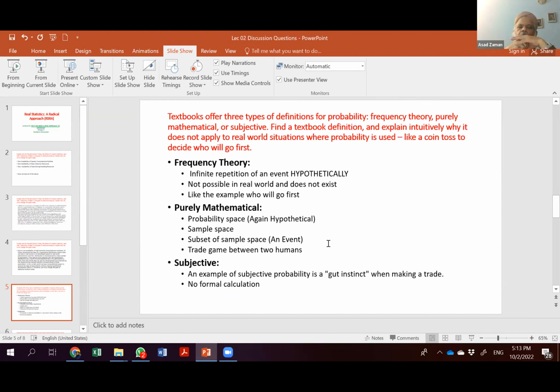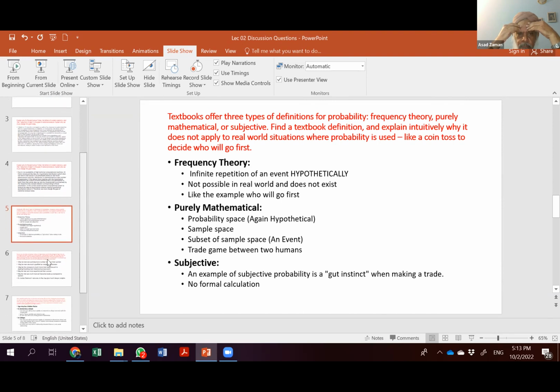The subjective is a gut instinct when we are making a trade, though there is no formal calculation about it, the subjective probability. We were not able to find an example for that, of how it cannot exist in the real world. Maybe sir will put some words into it.